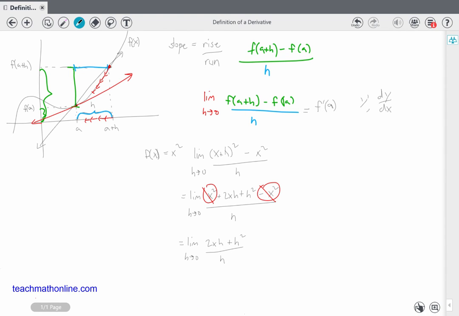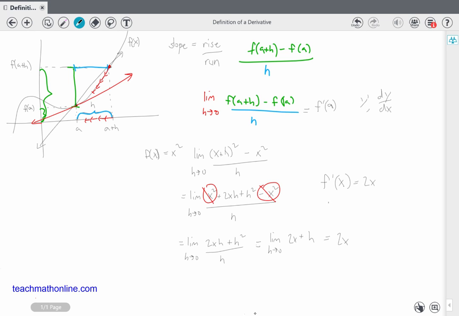We can cancel out an h from top and bottom. This will leave us with the limit as h approaches 0 of 2x plus h. And if we plug in h equals 0, we're left with 2x. So this says that f prime of x is equal to 2x. So this is giving us a function to find the derivative, the slope at any point.